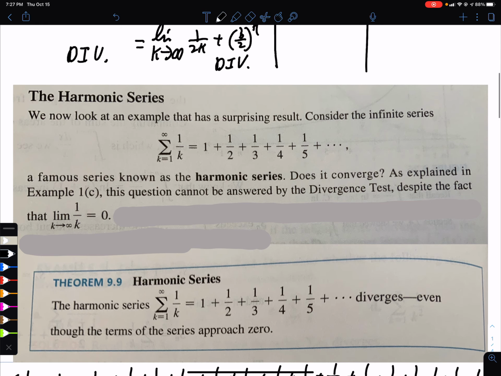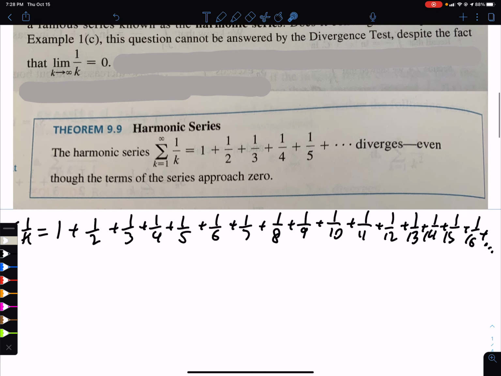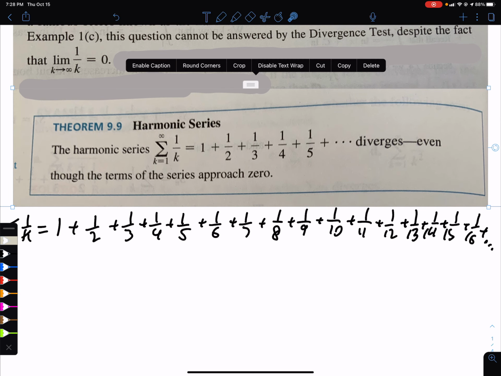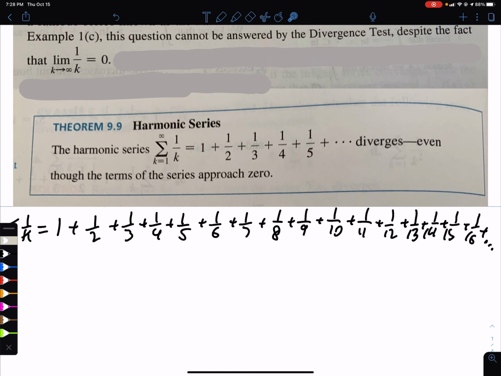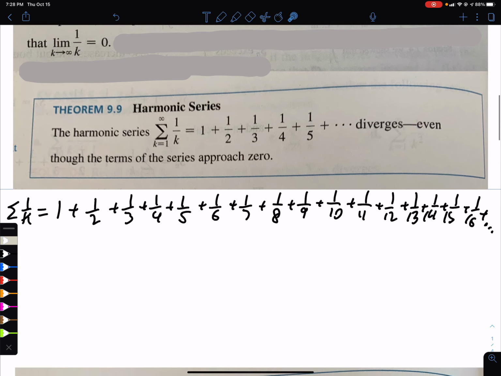Okay, so the harmonic series is this: 1, 1/2, 1/3, 1/4, 1/5, forever, and so on. Now, this series diverges. Even though the terms get smaller and smaller and approach 0, it diverges. That's just a theorem. So from now on, whenever you see a harmonic series, by this theorem, you know it diverges. And I'm going to show you why.